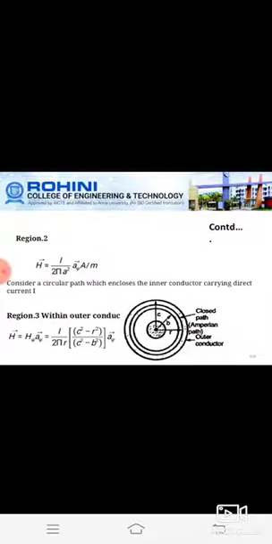In the case of the second region, that is radius between a and b, here we are considering a circular path that is enclosing the inner conductor region carrying the direct current. So this is the case of an infinitely long straight conductor, also along the z axis. So we can write this equation as H vector is equal to I divided by 2 pi r into a phi.